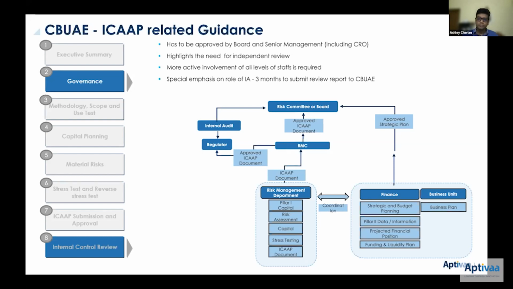And of course, there are several sections of the guidance that talk about the role of business units in contributing towards the ICAAP process. An example is again capital planning, which we will come to in a bit. The role of finance and risk management has again been emphasized in the document.